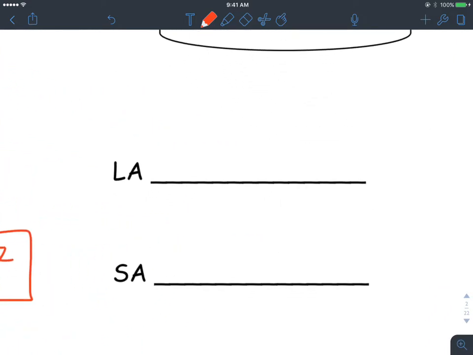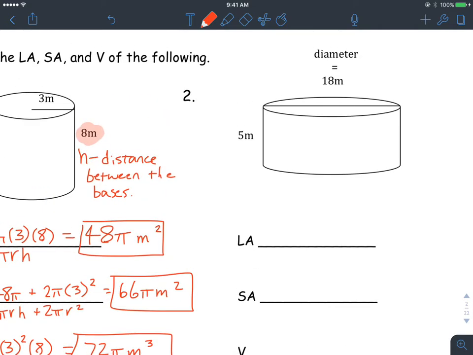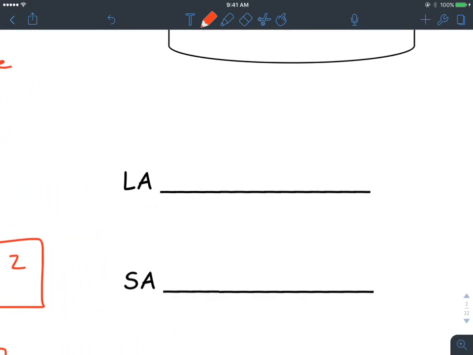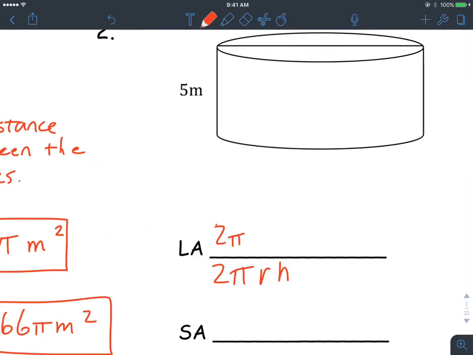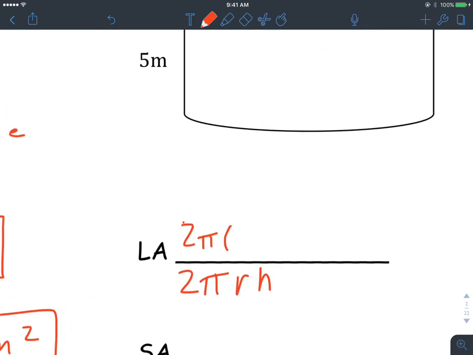Okay, so let's do the same thing for this one here. Now notice with this one, they give us the diameter. So that means your radius equals half of that length, so your radius is actually going to be 9 in this case. You have to be careful when you're plugging it all in. So 2 pi r h for lateral area: 2 pi, and then the radius was 9 and the height is 5.